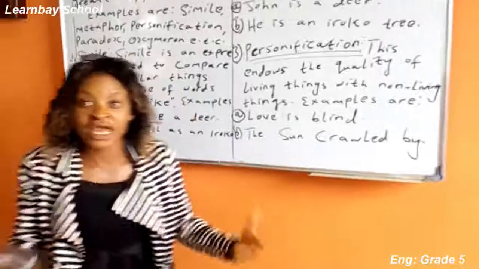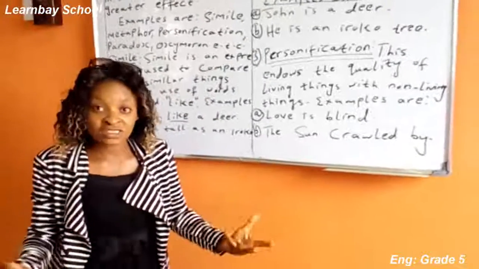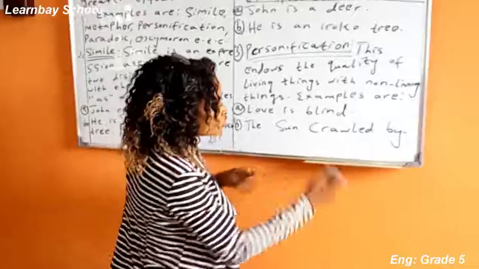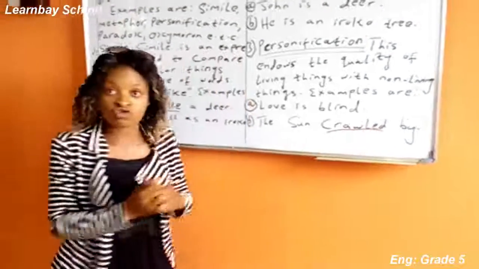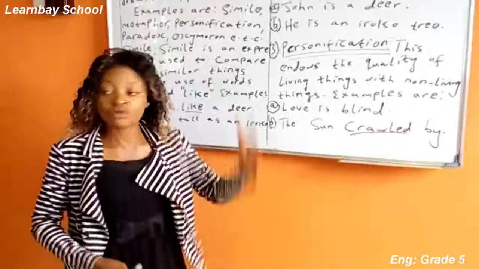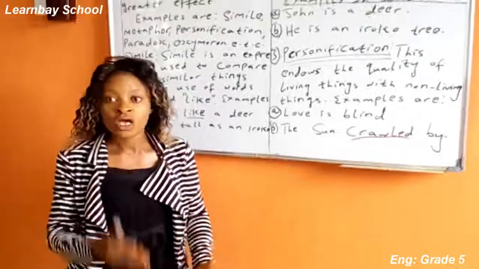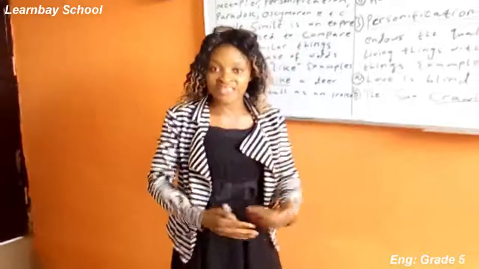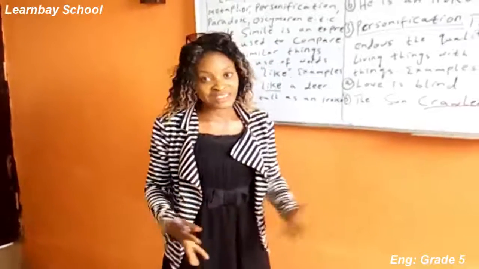Does the sun have legs? Does it have hands? No. But you're using the word crawled, and only humans crawl, baby humans crawl. So there are lots of examples I've given you in your notebook. I need you to go back to those notes and your textbooks, revise them, and get ready for your exams.